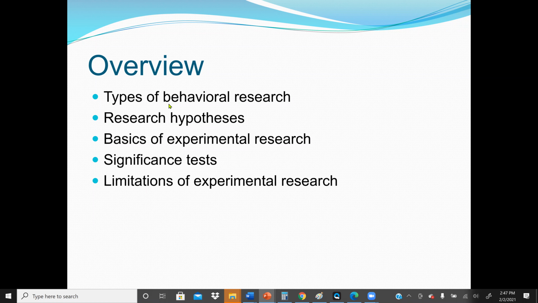So yeah, we go through types of behavioral research. Research hypothesis, we discussed that already, so we'll go a little bit quicker here. Then we also talk about the basics of experimental research. Then we're going to talk about the limitations of experimental research.